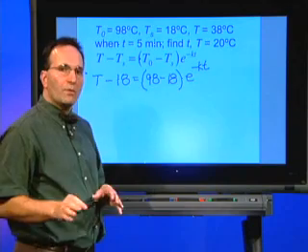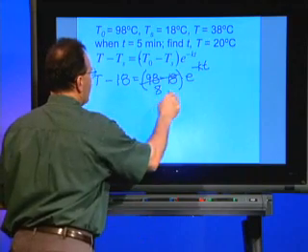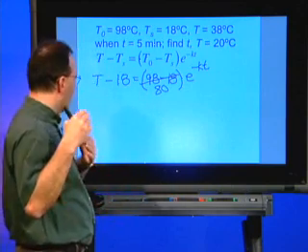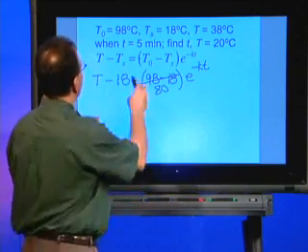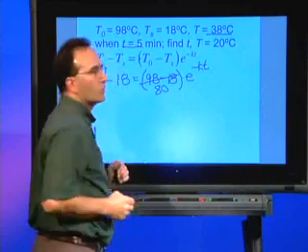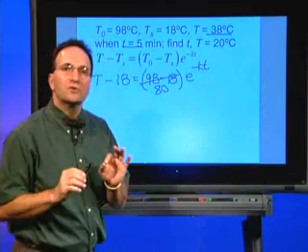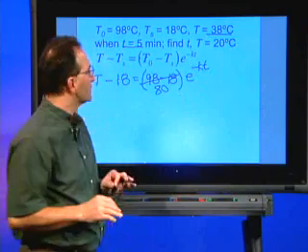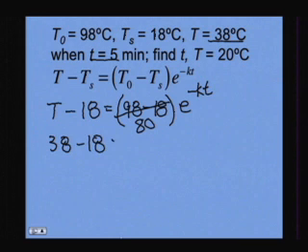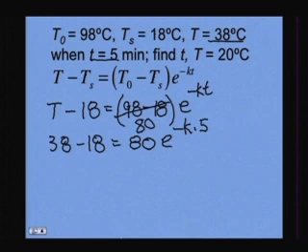Okay then, so what we have is, of course, this is 80, and we're told that when t is equal to 5 minutes, the temperature was 38. So we plug those two numbers in, and that will allow us to solve for k. So what that looks like is 38 minus 18 equals 80 e to the minus k times 5.